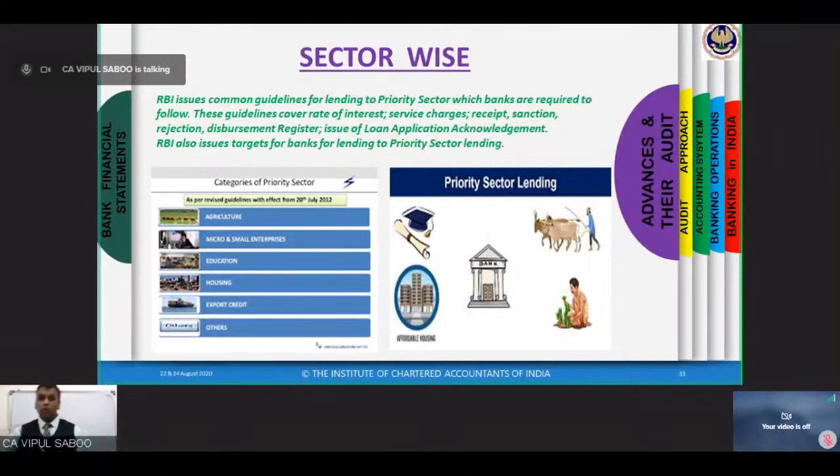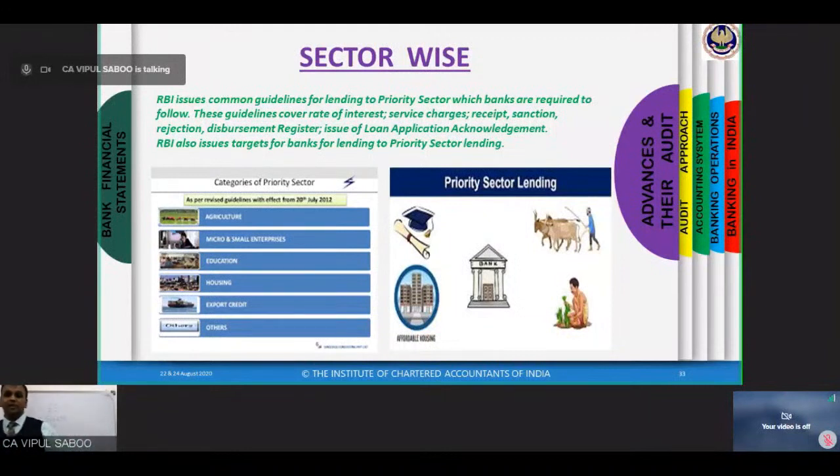So what is disbursement? First you apply for the loan. Then your credit worthiness is checked by the bank, then you are sanctioned the loan and a sanction letter is issued to you. After the sanction letter is issued, the loan is disbursed to you. What is disbursement? When the loan amount is fed into your loan account. Your loan account is opened and you can withdraw money from that account. That is known as disbursement and that is the last step.